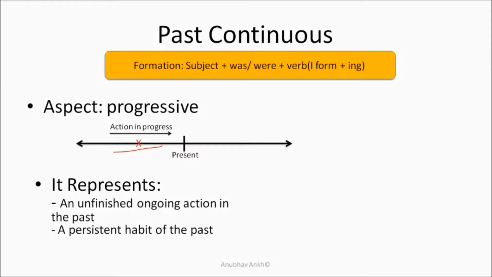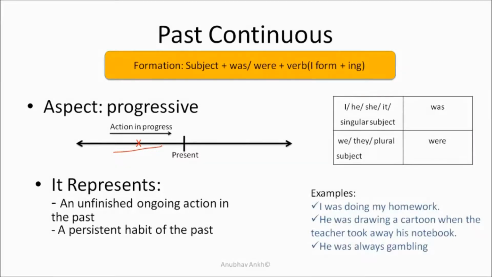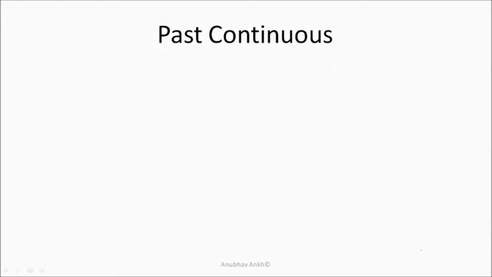Let's see examples to understand it better. I was doing my work. Clear? He was drawing a cartoon when the teacher took away his notebook. So something was going on in the past. He was always gambling. A persistent habit of the past. Could be he was always grumbling or he was always crying. Okay, a persistent habit of the past. Past continuous.